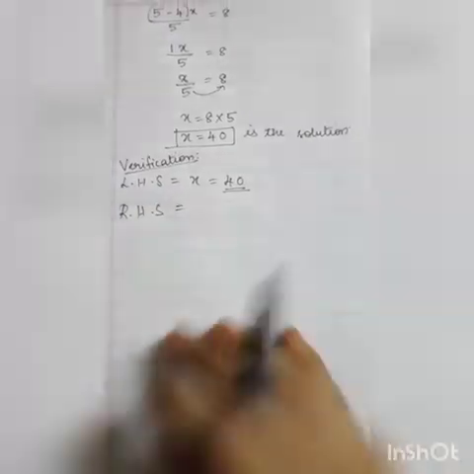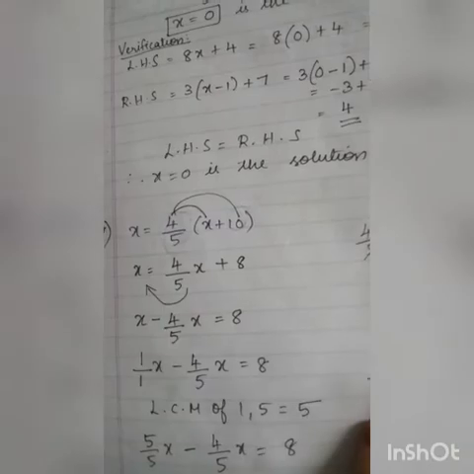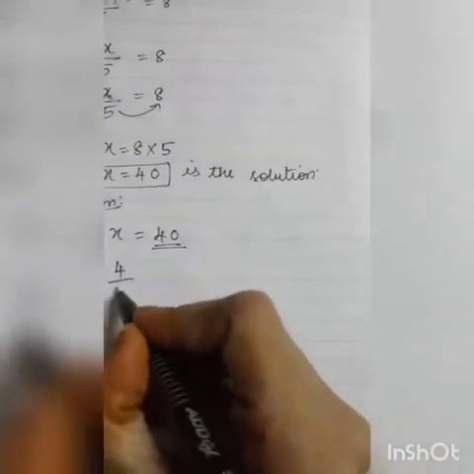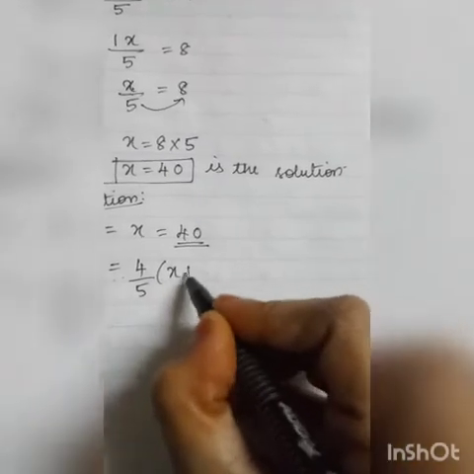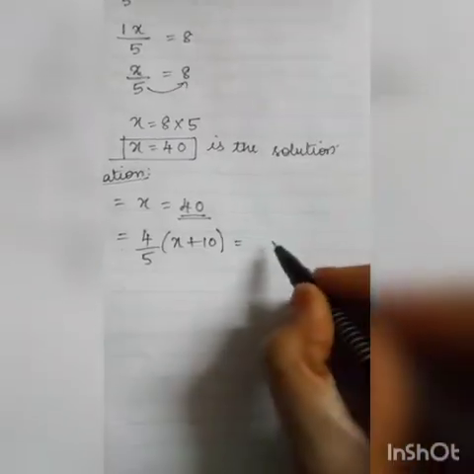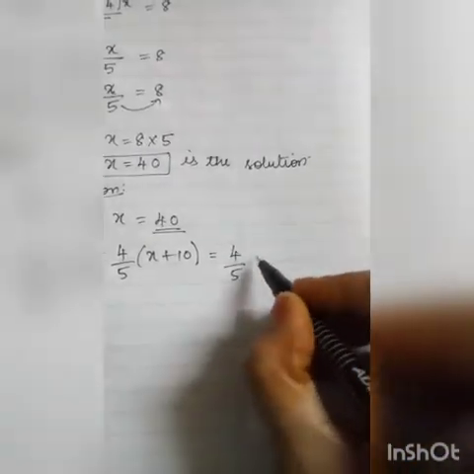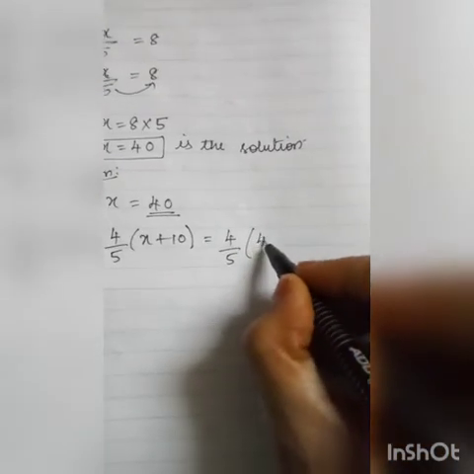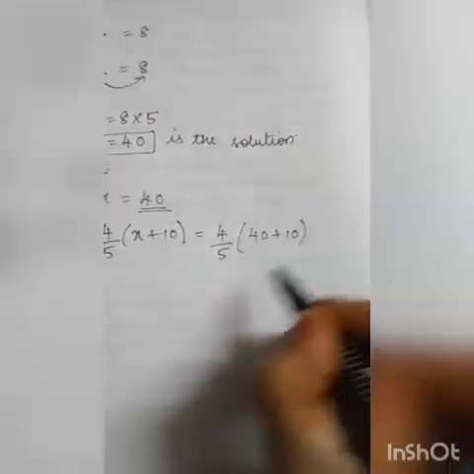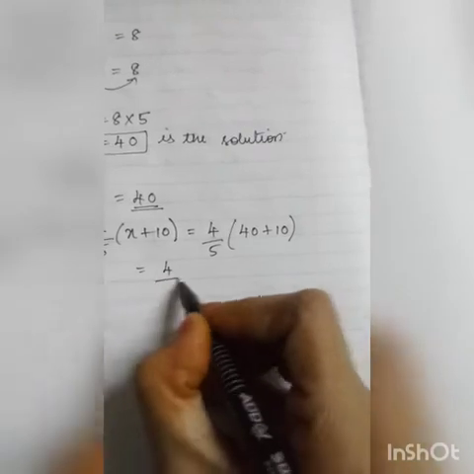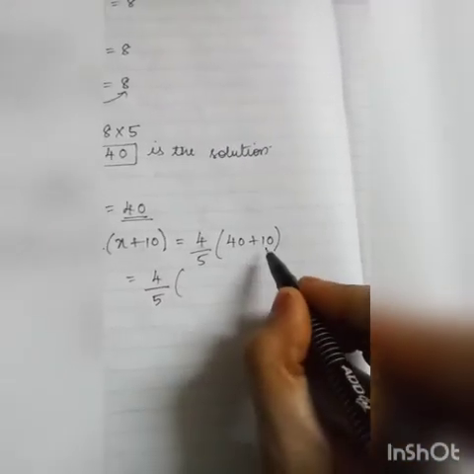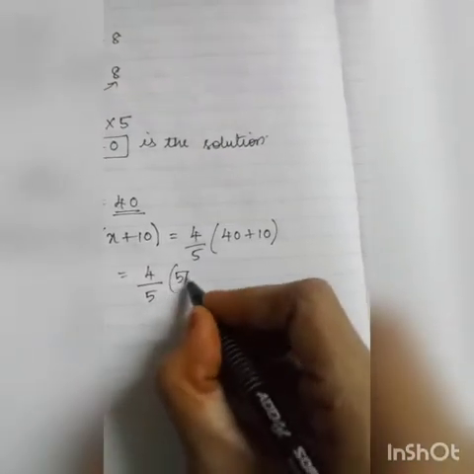Now, what is RHS? 4 by 5 into x plus 10. So shall I write 4 by 5 into x plus 10? Now, x value is 40, so 4 by 5 into 40 plus 10. Now, 40 plus 10 is 50.